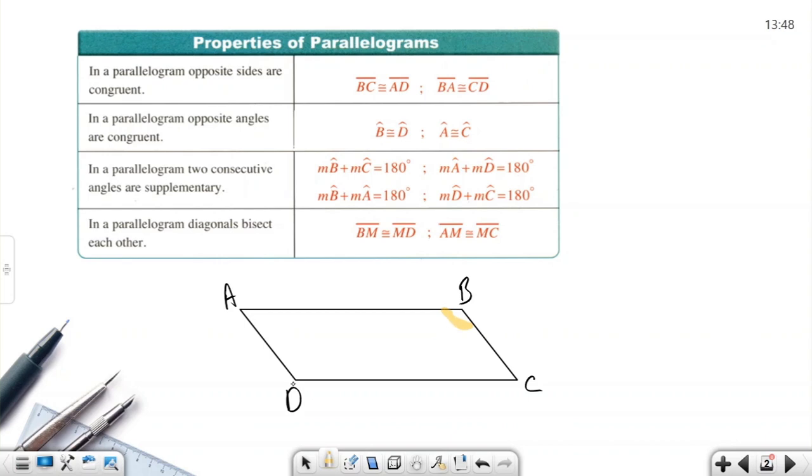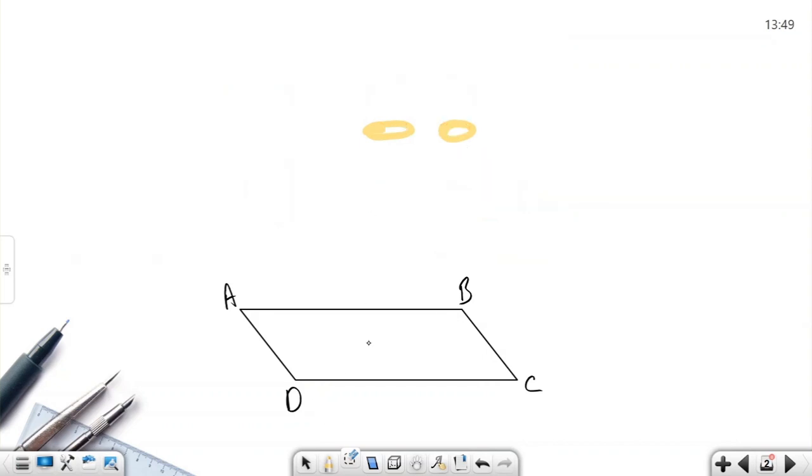Another part here: angle B and angle D are congruent. Angle A and angle C are congruent. As you see, angles B and D, angles A and C are congruent. This is the second property given.